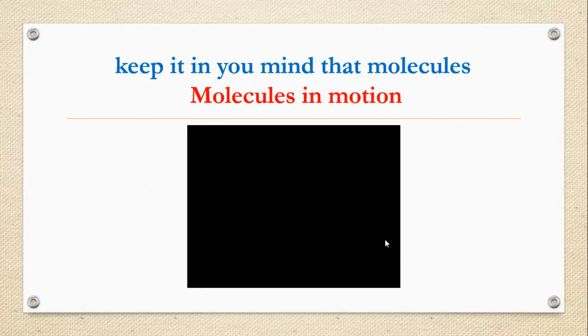As we studied before, any matter consists of what? Molecules. What about molecules? Molecules in motion. You should keep it in your mind, keep it in your mind that molecules are in what? Molecules in motion. Let's see.